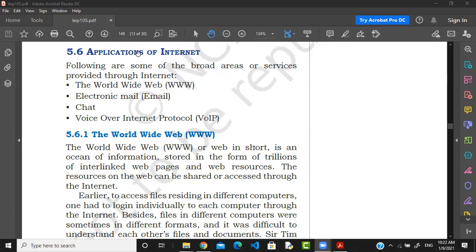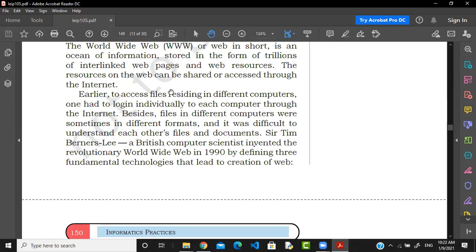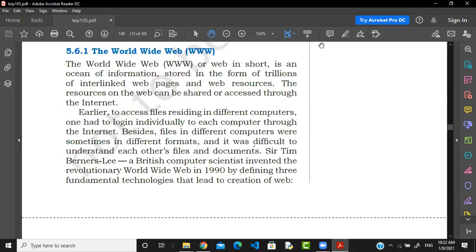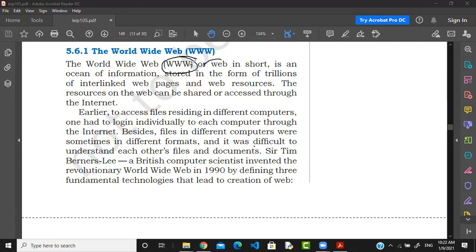So first, let's move on to the World Wide Web. What is the meaning of the World Wide Web? In short, it is known as the web. WWW stands for World Wide Web. This is the ocean of information. So much information is there. Just Google it. Trillions of interlinked web pages and web resources are available, and through these, resources on the web can be shared or accessed over the internet. We are getting different types of information here.